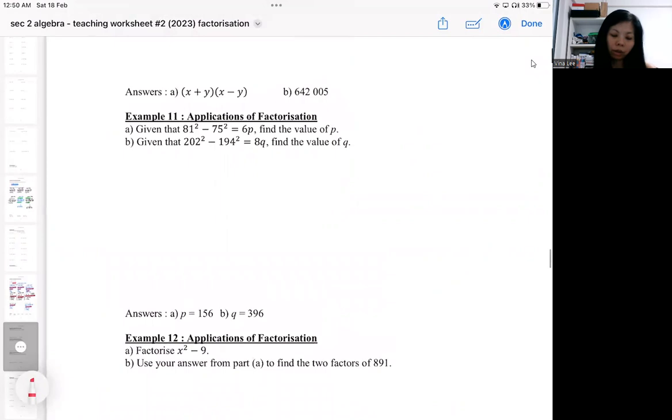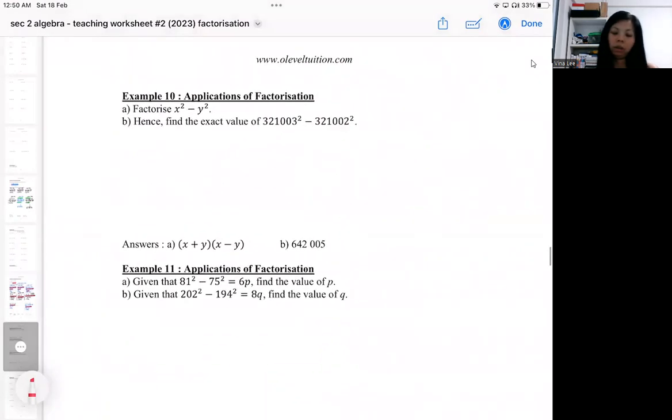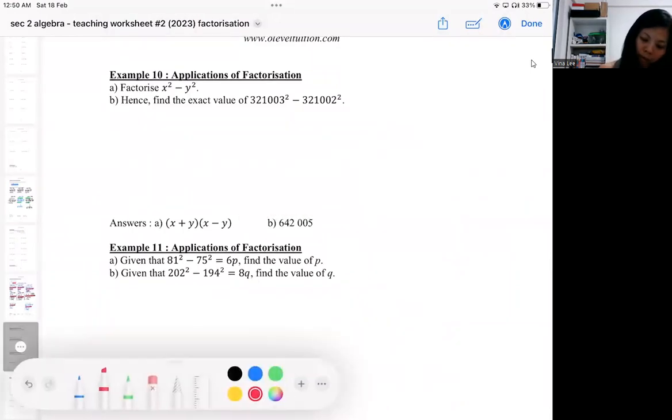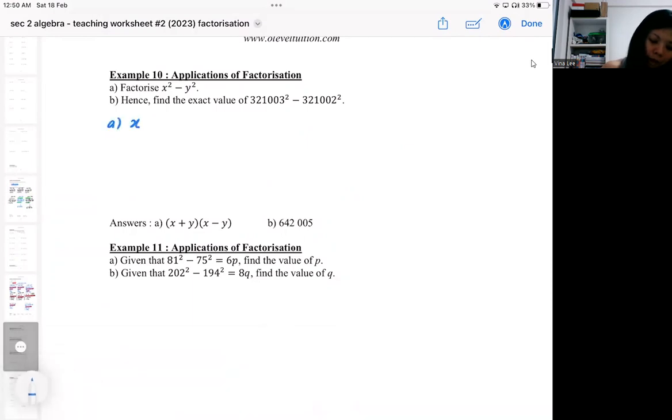Okay, the more challenging one is actually example 12. A lot of students will end up not able to do it during exam. Okay, so let's get through the 3 exam kind of question. Okay, so if you look at example 10, I think that's quite easy. X squared minus y squared, you don't even need to do anything. You should be able to directly tell me the answer.